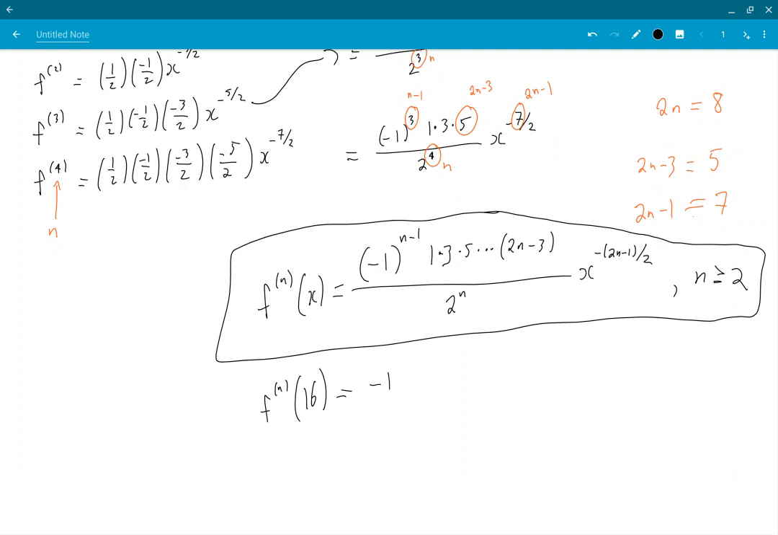And what do I get? -1 to the n minus 1, 1.3.5, up to 2n minus 3, all over 2 to the n. And then I get 16 to the, ooh, what is that thing? Negative n plus a half. Okay, let's pause there for now.